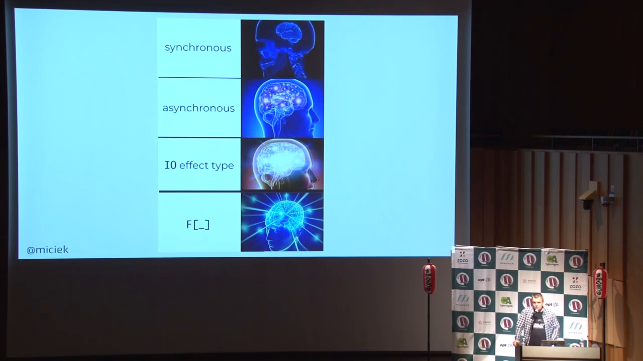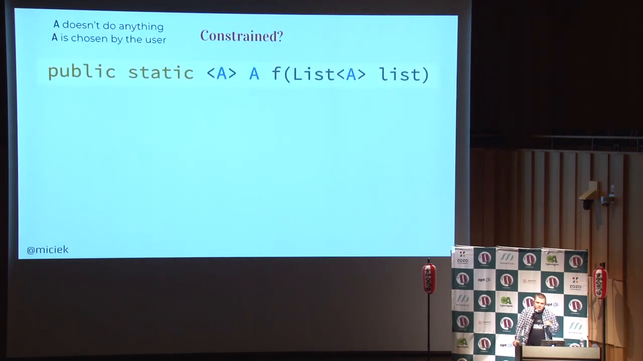But why do we do that? The constraints. Again, a Java example of what I really mean. So please look at this code. Function F gets a list of A. List of A. And A doesn't do anything. It's just A. It can't do anything. So please think for a bit. How many implementations, or what kind of implementation would you use for this kind of function? What are your possibilities? And this is when you are getting constrained, because you don't have many possibilities.